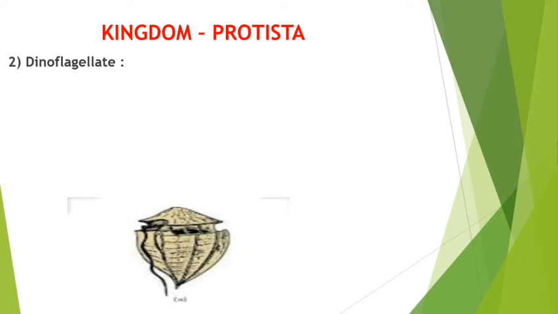Now let us learn what the different characters found in Dinoflagellates are. My dear student, dinoflagellates are mostly marine and photosynthetic. They are mostly marine, that means they are mostly found in sea and ocean, where there are salty conditions. And they are photosynthetic, that means they can prepare their own food. They show the characteristics of plants. They can show the process of photosynthesis.